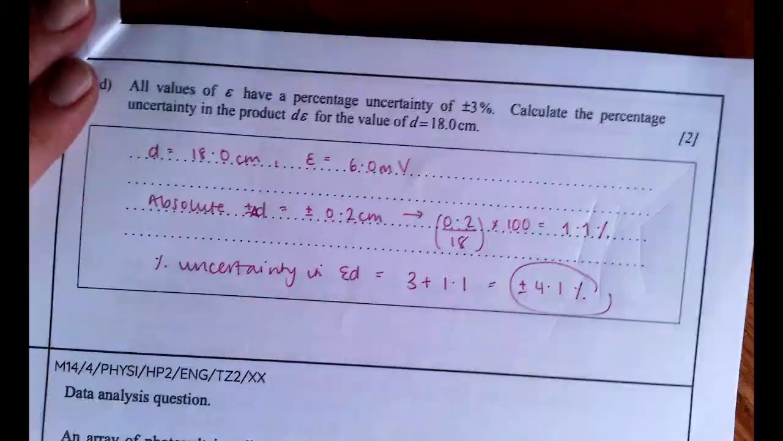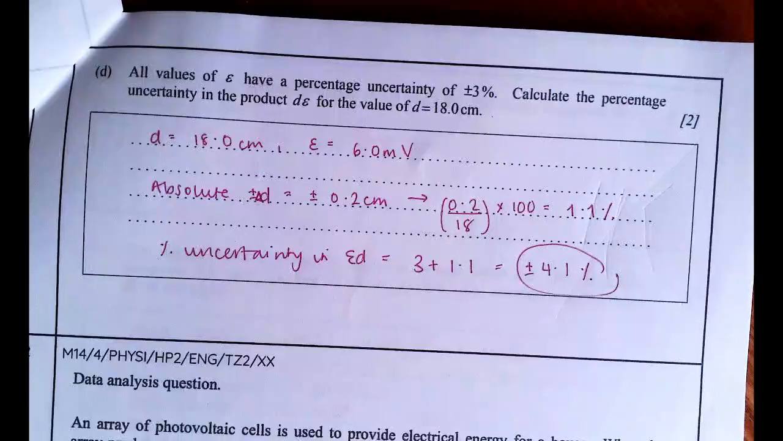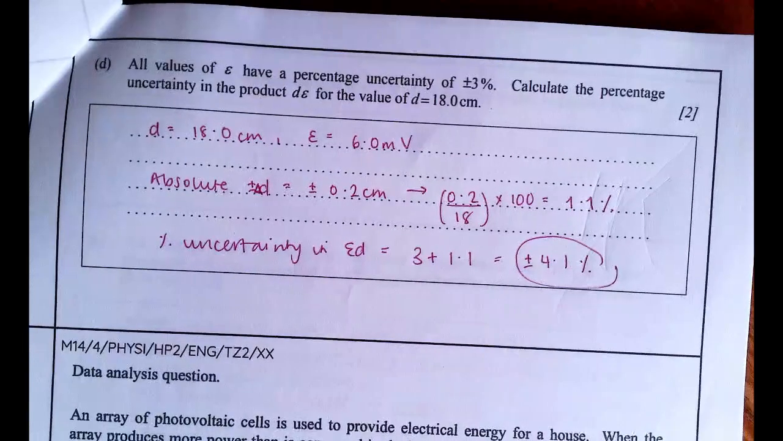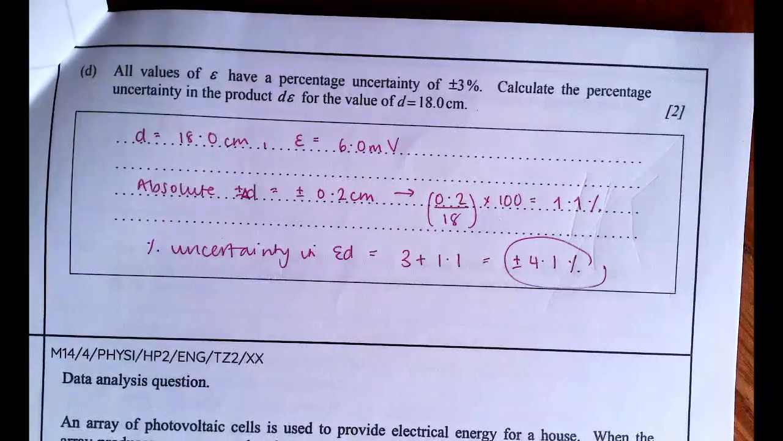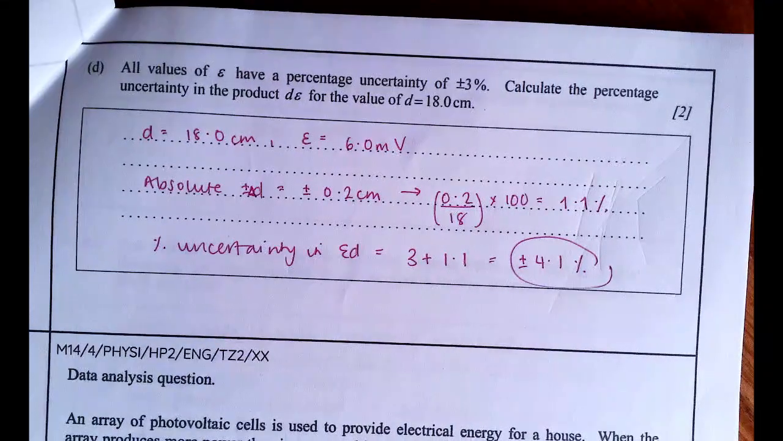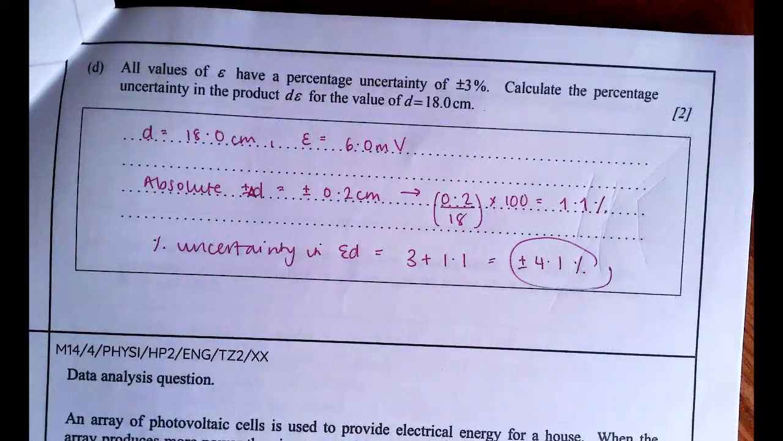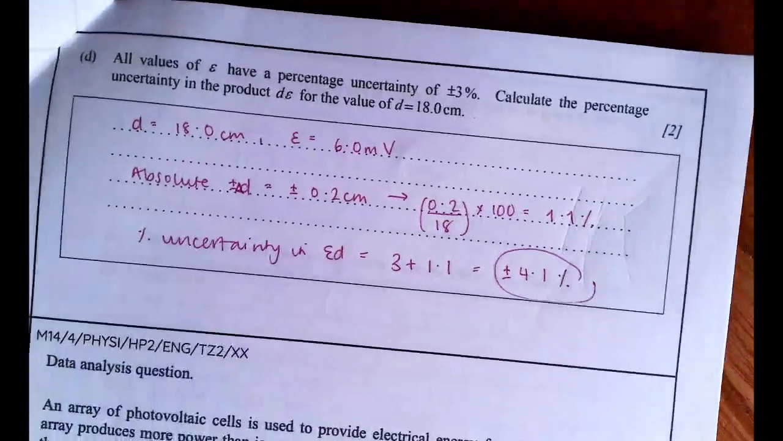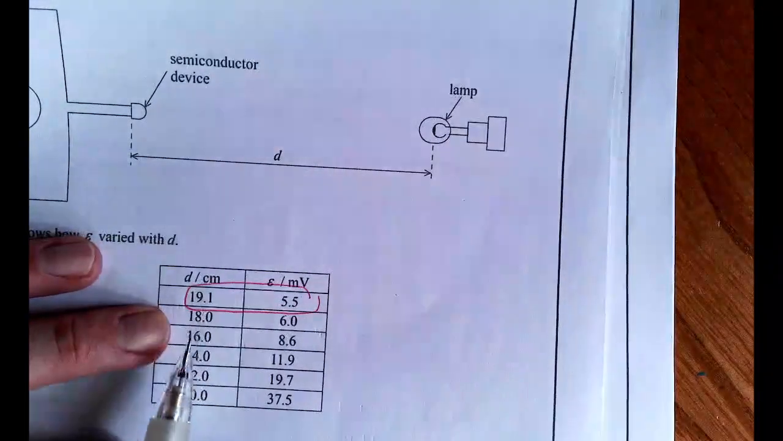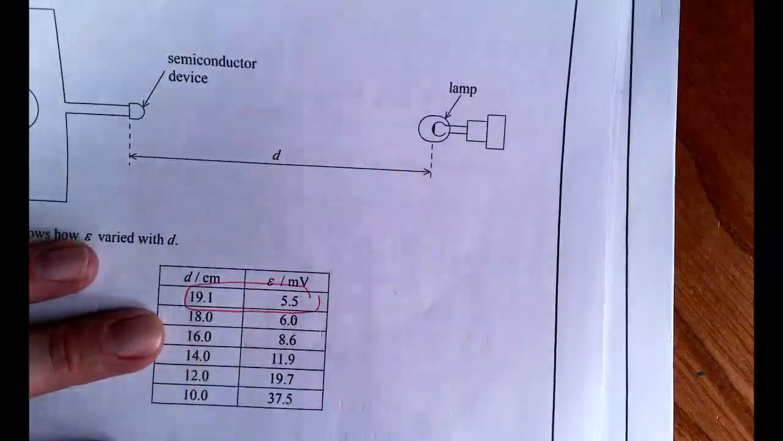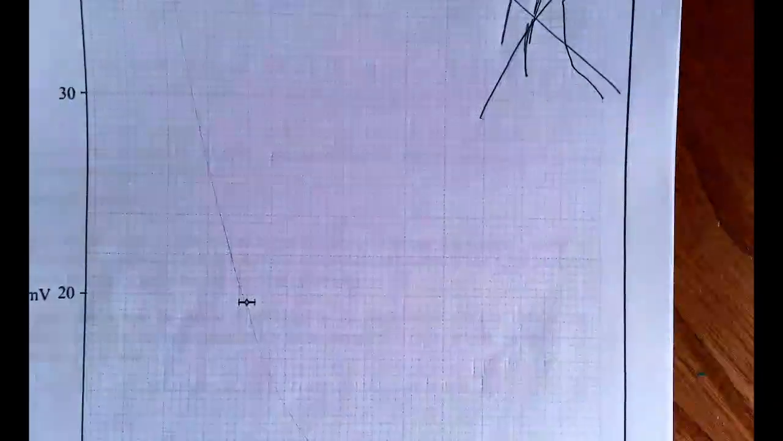Okay, next then. All the values of EMF have a percentage uncertainty of 3%. Calculate the percentage uncertainty in the product, d epsilon, that's the symbol here, for the value of D is 18 centimetres. So the first thing I do is look and find my value for 18 centimetres. So if I go all the way back to the start, when it was 18, I had an EMF of 6 millivolts.